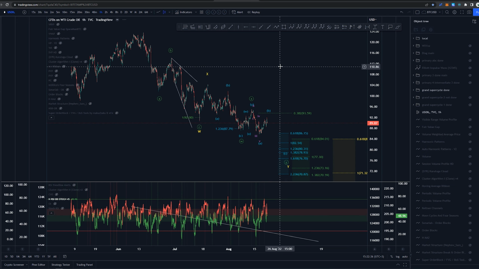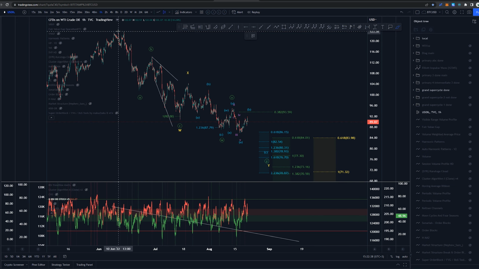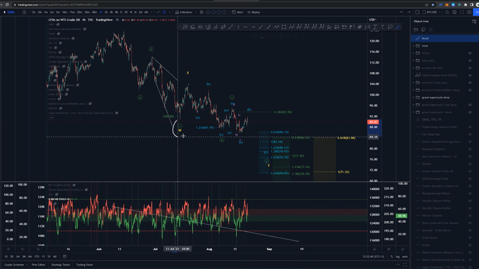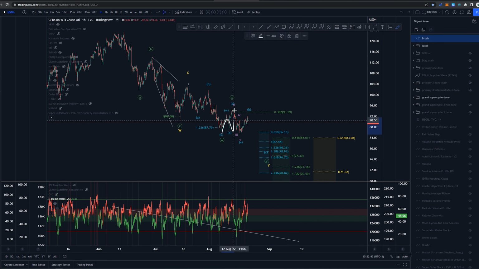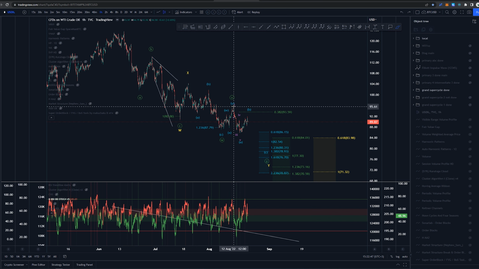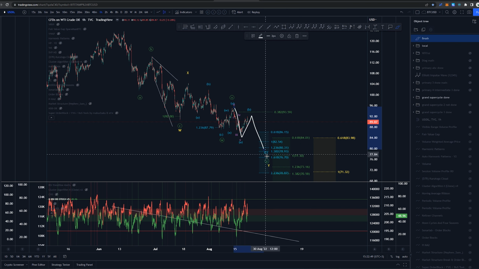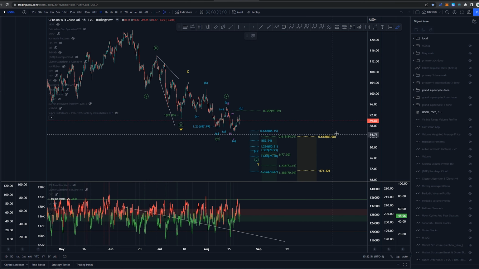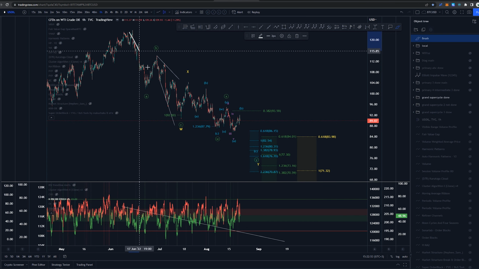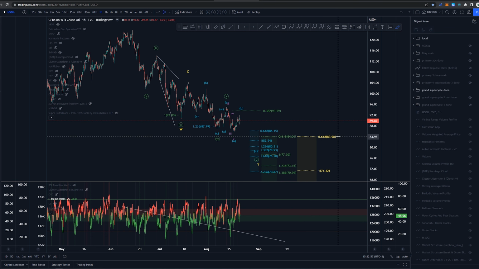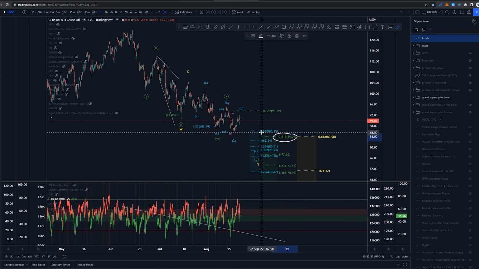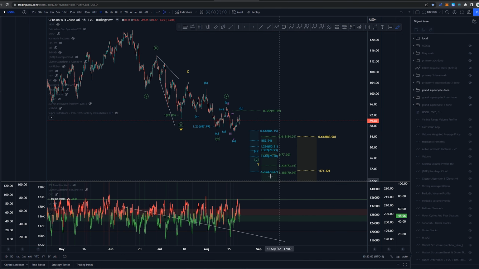The new main count for this local structure is this one, in which we have this as an ABC into W, three waves into X, and then ABC into W, WXY into X, and then this would be ABC as well. Now, for the higher time frame WXY, we have the 0.618 minimum target at $84, the same as the 0.618 for this WXY of minute count.